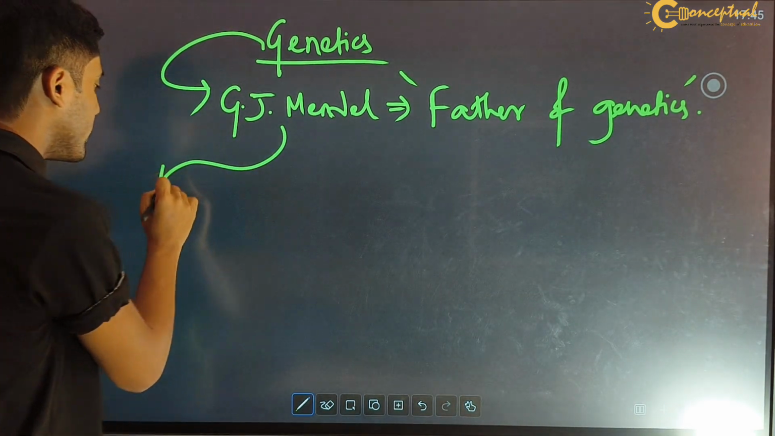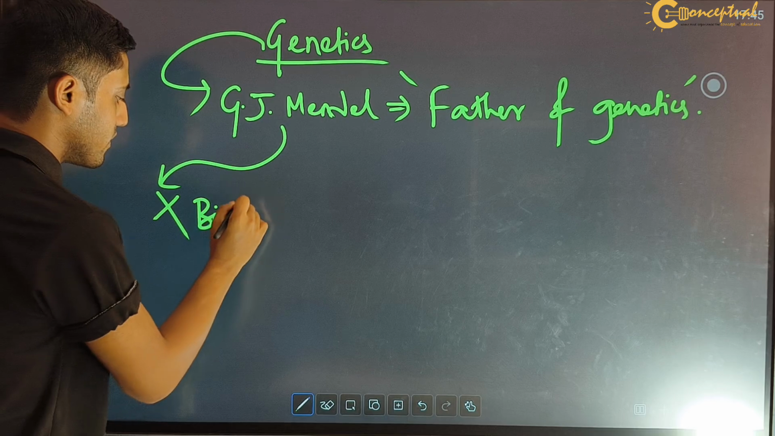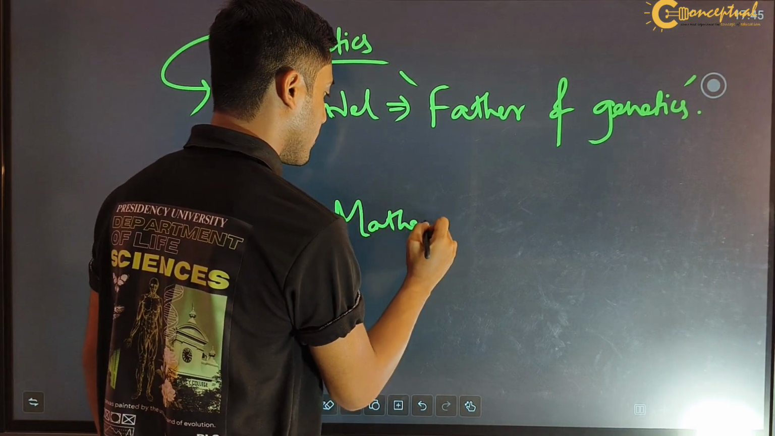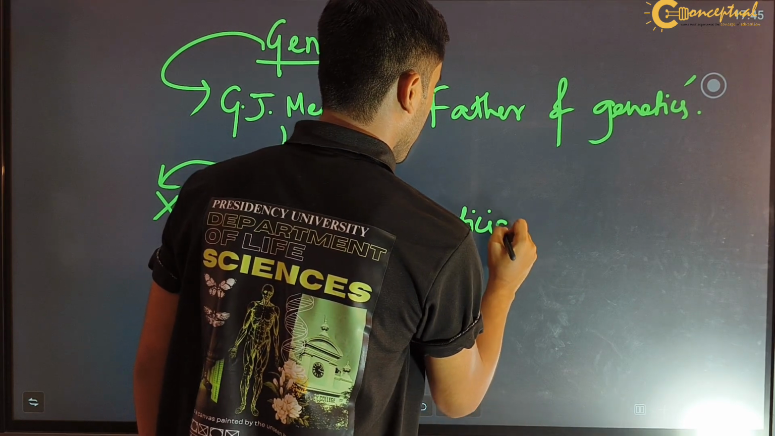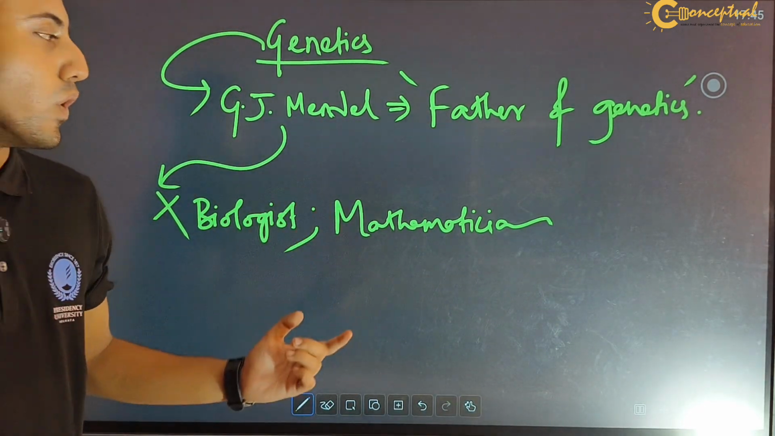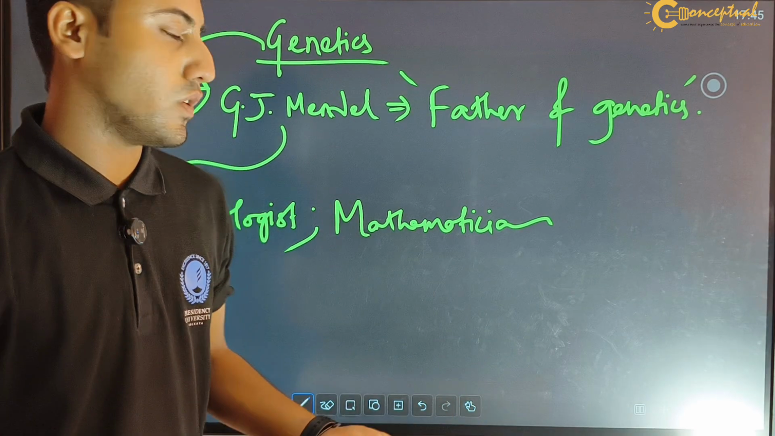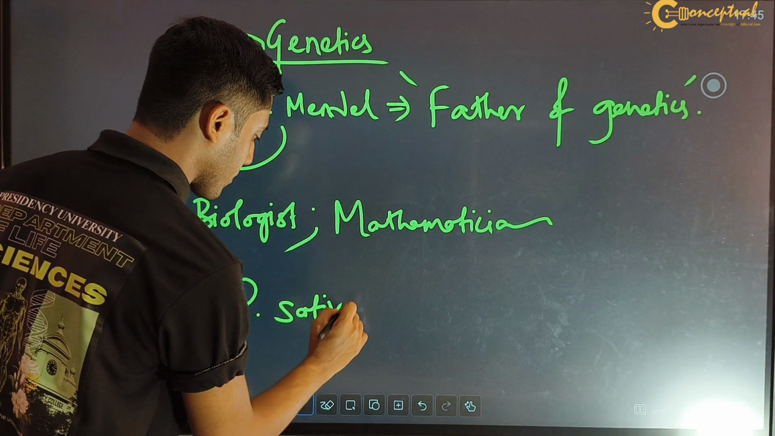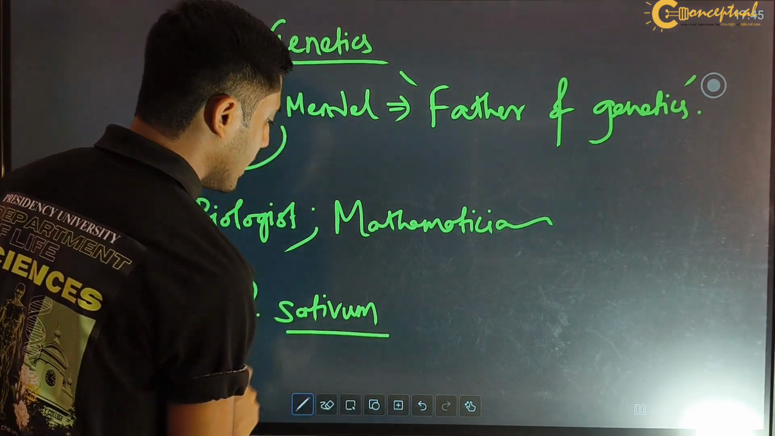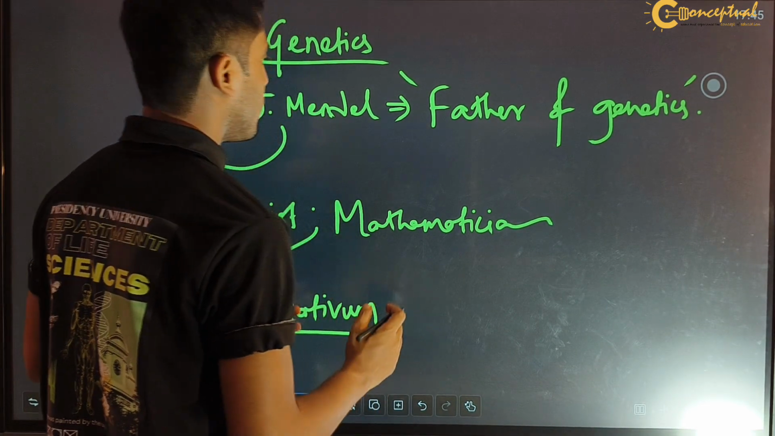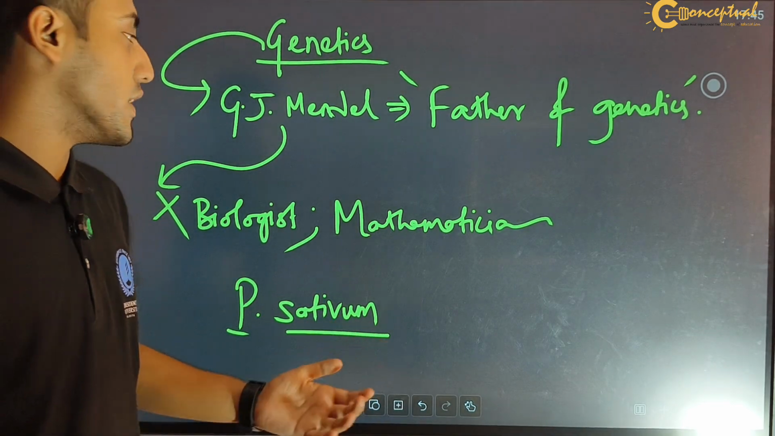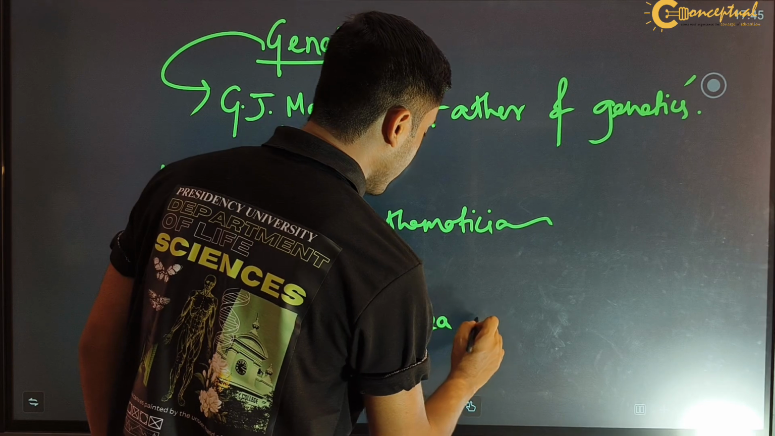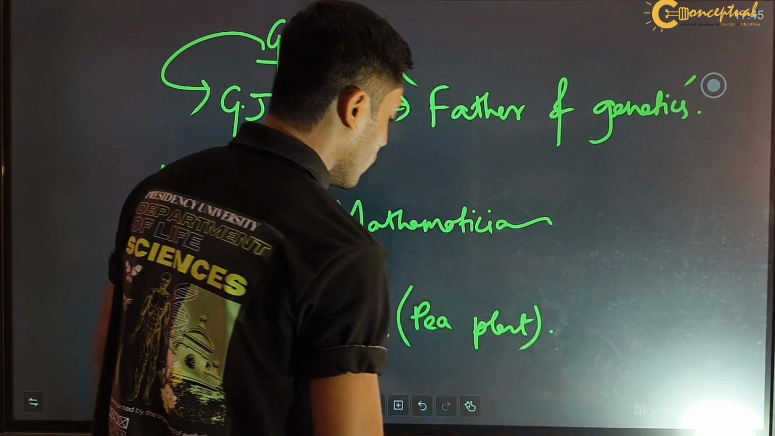He was not actually a biologist, to your surprise. He was actually a mathematician. But in his leisure, he worked on a certain plant, जो कि मटर के पौधे होते हैं, that is scientifically known as Pisum sativum. And he laid the foundation of a biological discipline that we today know as genetics. So Pisum sativum या फिर pea plant was the plant that he chose for his experiment.